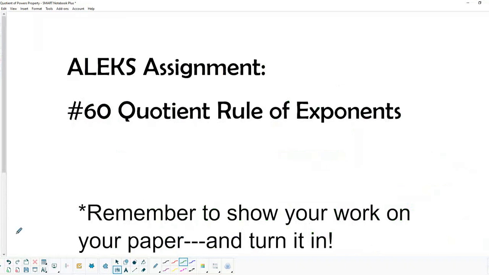So our assignment is number 60, the quotient rule of exponents. Remember to show your work on your paper, and do a good job of showing your work this time so that it'll sink in and you'll understand it and not feel a little bit lost, okay? Be sure to ask questions if you have them.